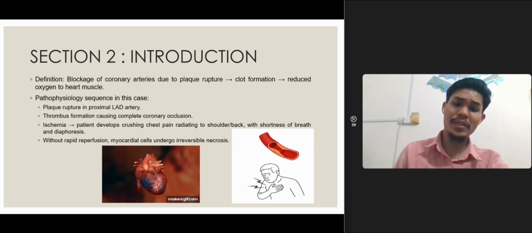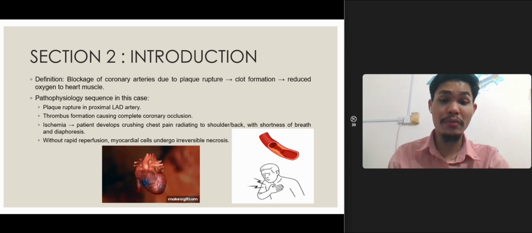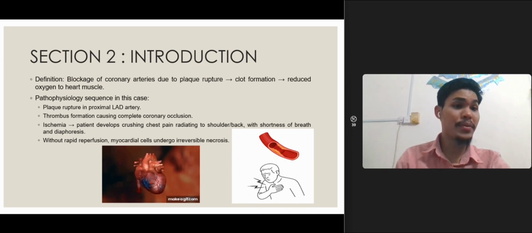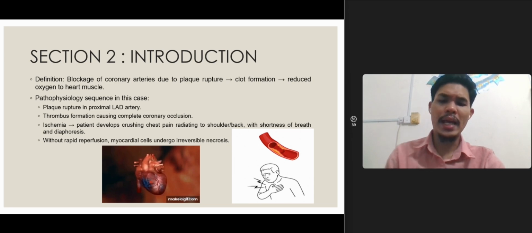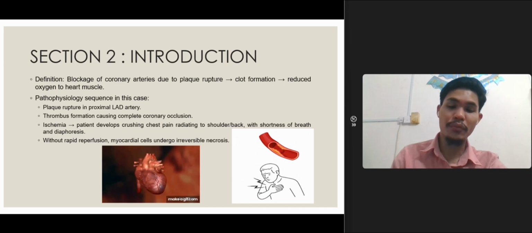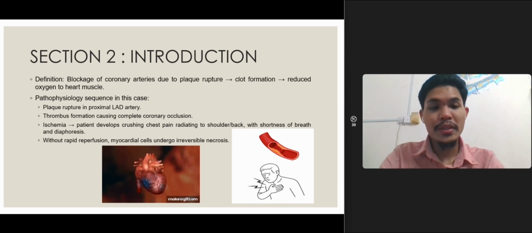In this specific case, I would like to show you the pathophysiology of the myocardial infarction. It begins with plaque rupture in the proximal left anterior descending artery, or LAD. This was followed by thrombus formation, causing a complete coronary occlusion. This causes the patient to develop crushing chest pain radiating to the back and left shoulder, and shortness of breath. Without prompt intervention, irreversible necrosis of heart muscle cells will occur.